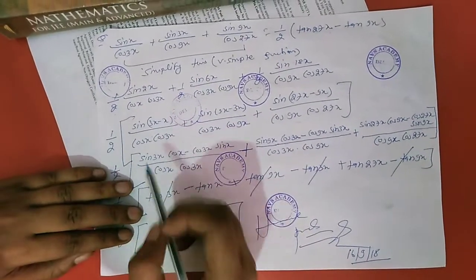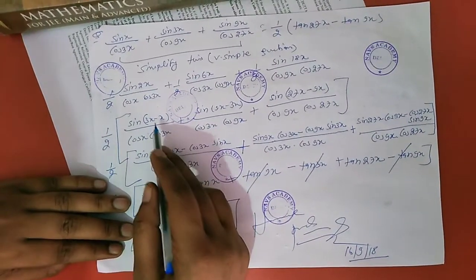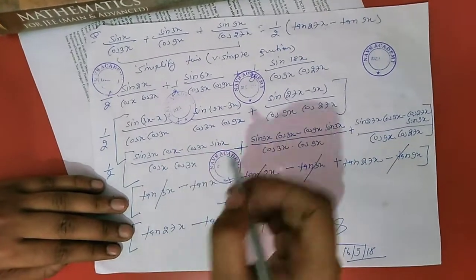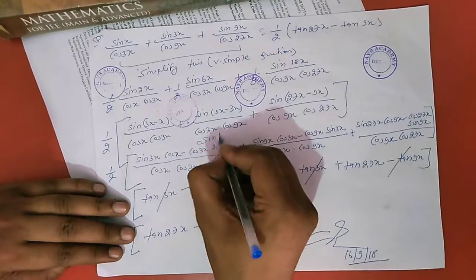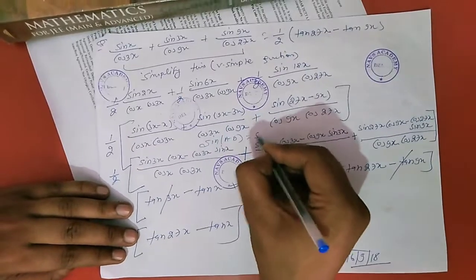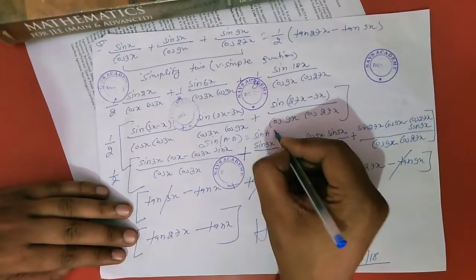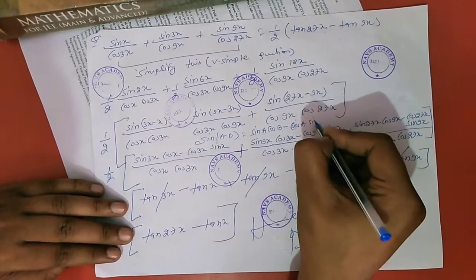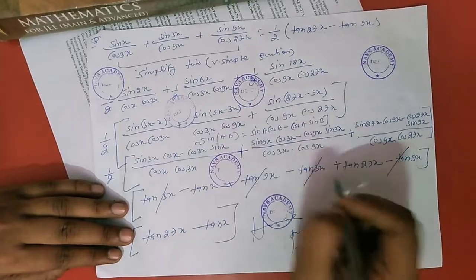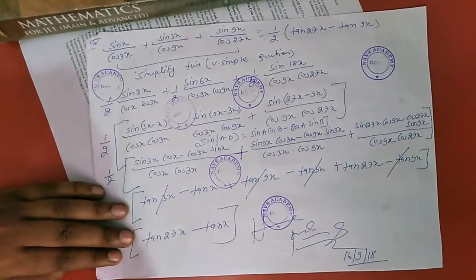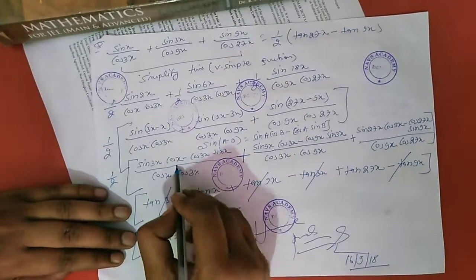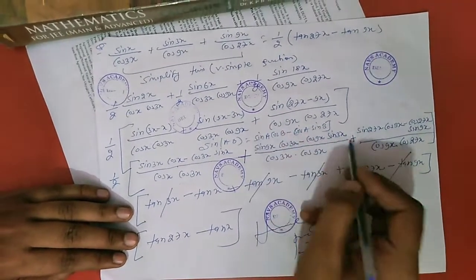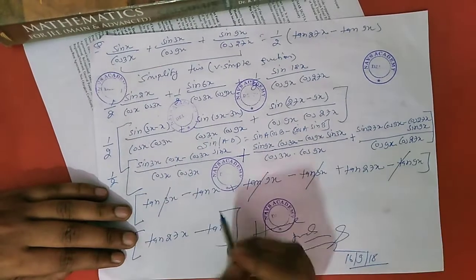Now simplify again. We can use the formula for sin of a minus b. Sin of a minus b is sin a cos b minus cos a sin b. This formula can be used in this expression: sin 3x cos x minus cos 3x sin x upon this, plus sin 9x. The same formula can be used for the others.